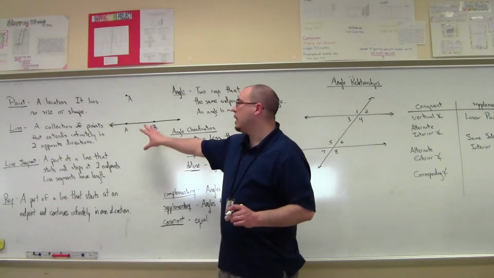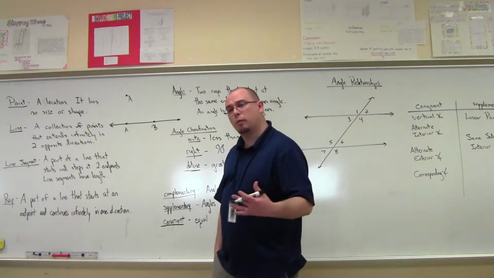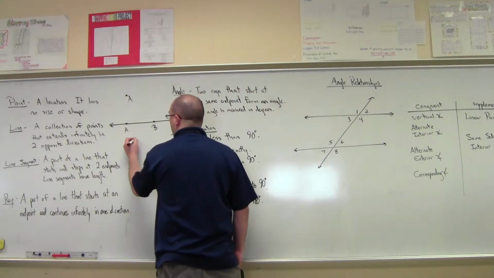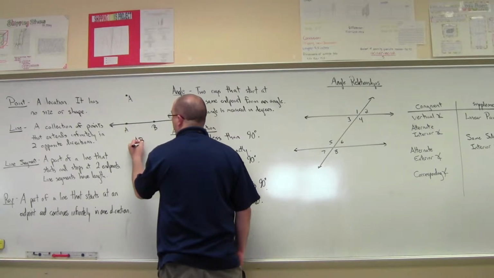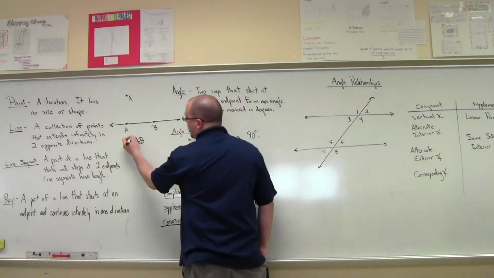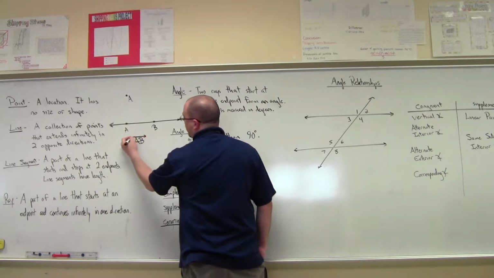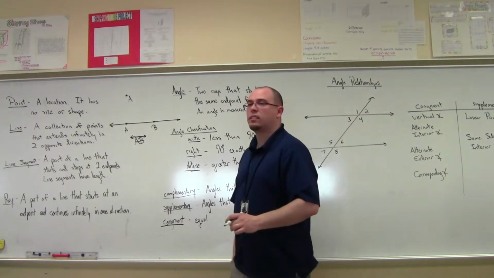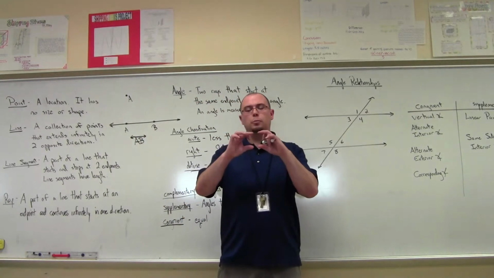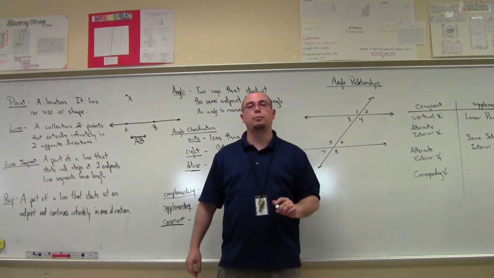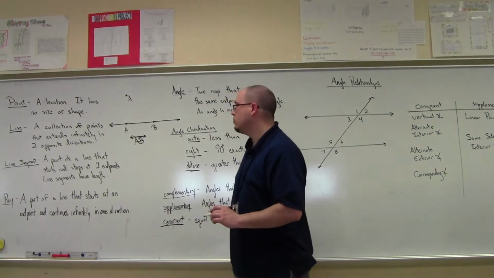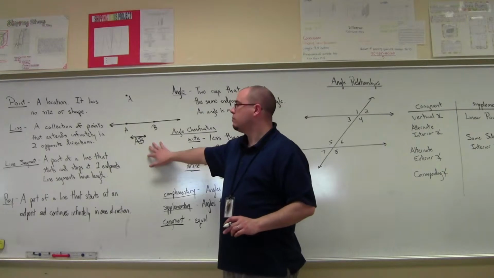So in order to name a line, you can pick any 2 points that are on it and write them next to each other like this. And then you're going to put a line above it with an arrow on either side. And that lets us know that these 2 points are on this line and the line goes on forever in both directions. So that's what a line is.